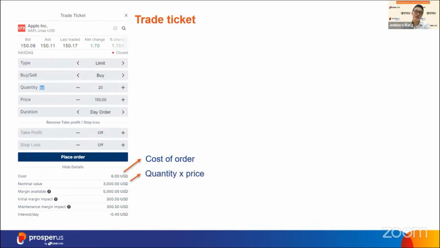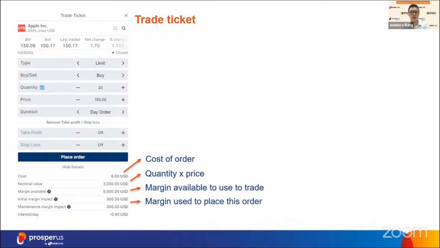The nominal value, of course, is quantity times price. Margin available is how much you have available to use. And initial margin impact is how much money you need to take to actually execute an order for $3,000 worth of Apple CFDs. In this case, because Apple requires an initial margin of about 10%, you'll see that it's around $300, which is why you see an initial margin impact of about 350 cents. So just for you to know, and of course that's the interest per day.